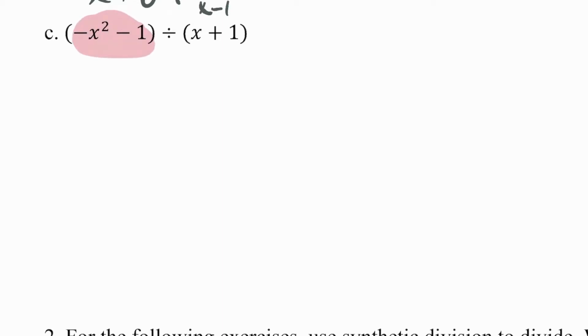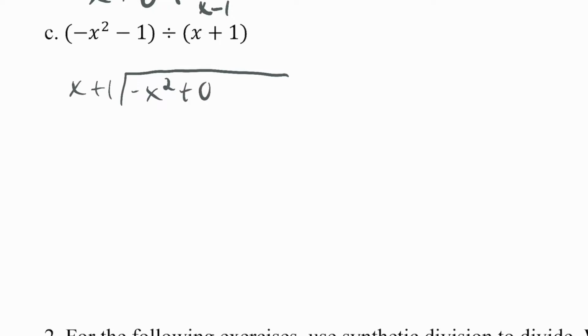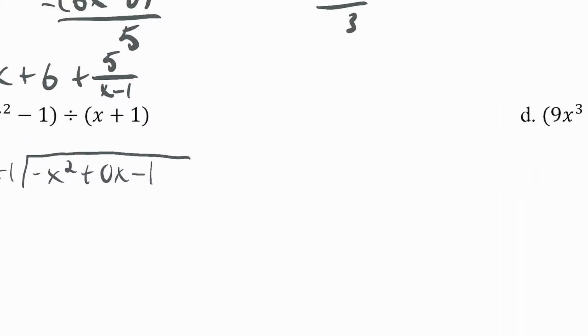There's no like 2x or 5x or whatever. So here's what we did. I'm going to start the same way, x plus 1 divide into negative x squared plus 0x. I have to have a placeholder. And you might wonder, well, why? What's the role of the placeholder?